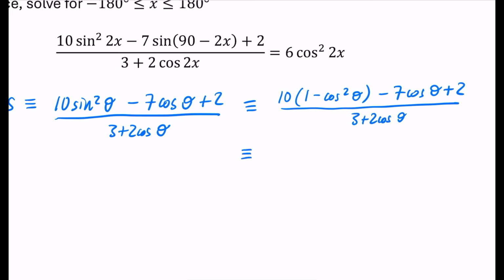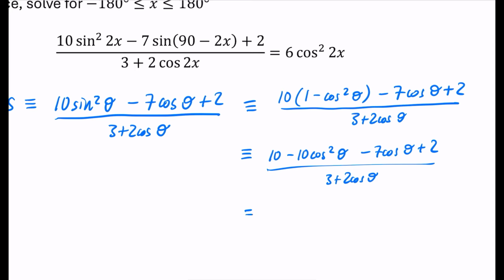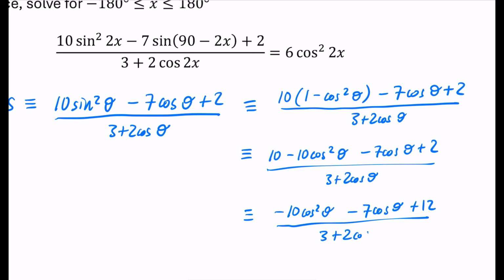So I'm going to continue working on this and I'm going to expand the numerator. So that's 10 minus 10 cos squared theta minus 7 cos theta plus 2, all divided by 3 plus 2 cos theta. So I have, putting it as a kind of normal quadratic order that we would expect, minus 10 cos squared theta minus 7 cos theta plus 12, all divided by 3 plus 2 cos theta.